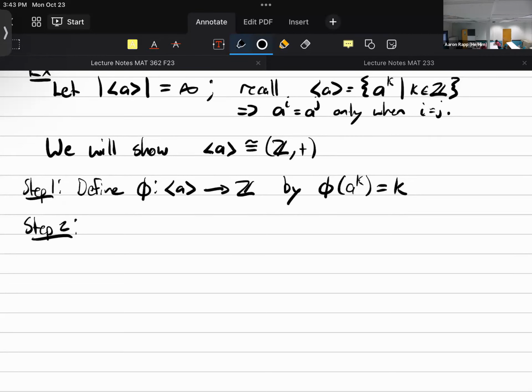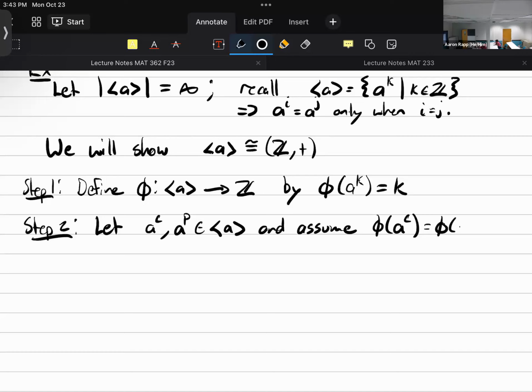So let's quickly do the next two steps. Let's show one-to-one first. So I need to take two elements from my input. So give me two letters to use. C and P. So I'm gonna have A to the C power and A to the P power. We're gonna assume that the map of A to the C is equal to the map of A to the P.